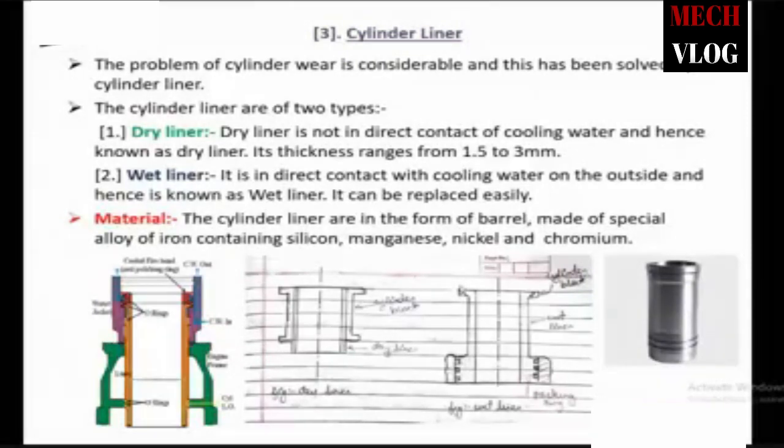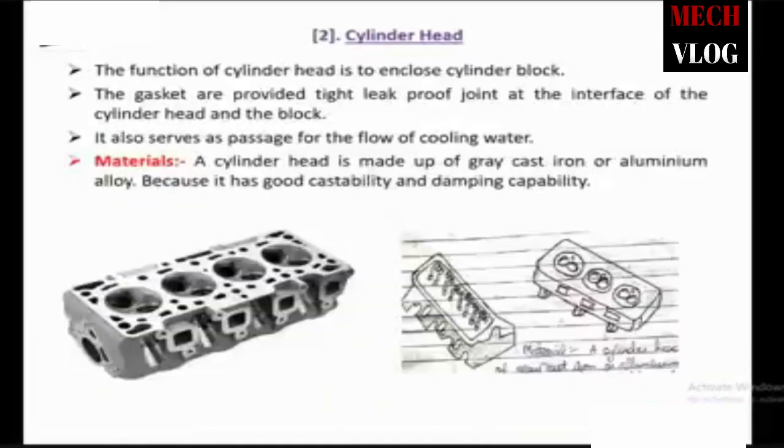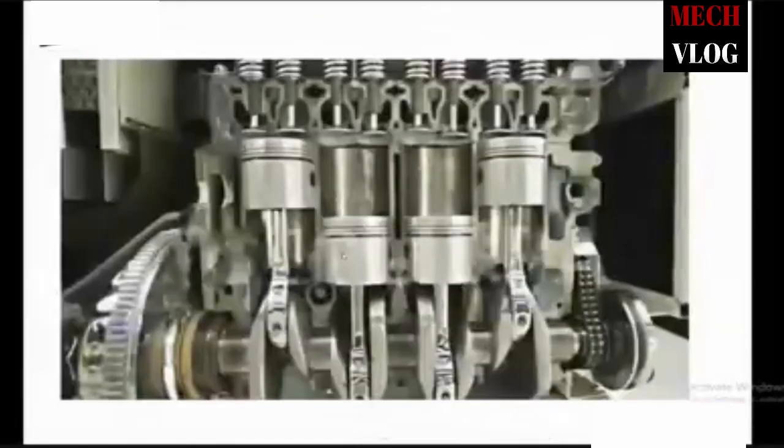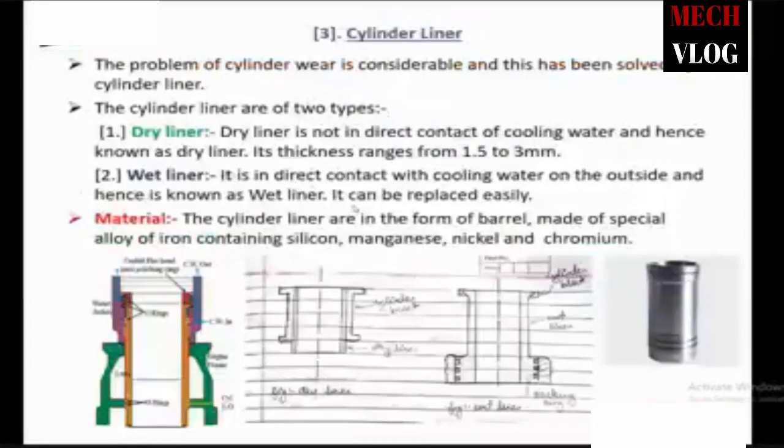The problem of cylinder wear is considerable, and this has been solved by the cylinder liner. You can see that when the piston is moving up and down, that is the reciprocation movement, there is a chance of wear and tear. So it can be reduced by adding the cylinder liner.